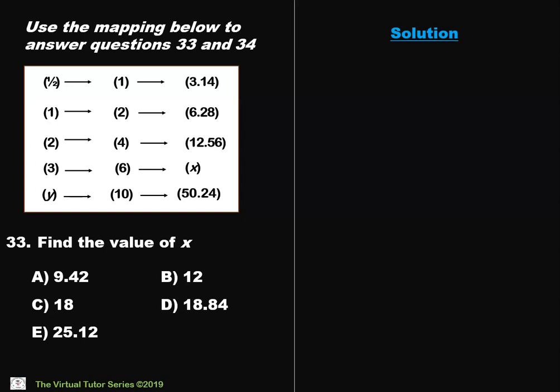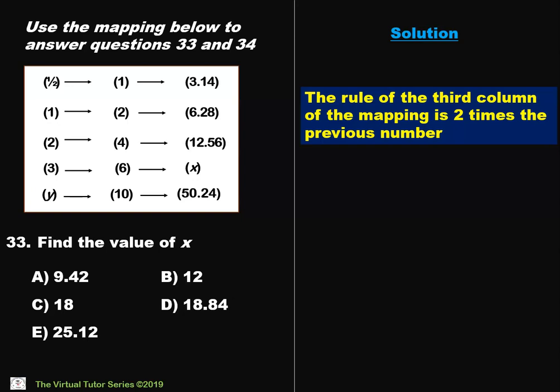To determine the value of x, we need to first determine the rule of the mapping. The rule of the third column of the mapping is 2 times the previous number. This means that x is equal to 2 times 12.56, which gives us 25.12. Therefore, the correct answer is option E.